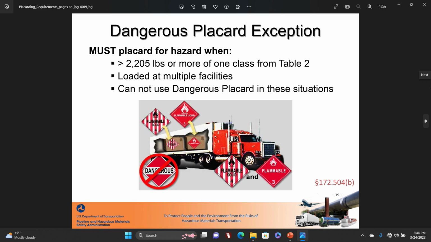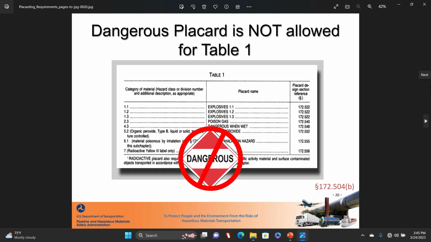You must placard if it's over 2,205 pounds or more from Table 2. You must placard if it's loaded at multiple different facilities, and you cannot use the dangerous placard in these situations. You cannot use the dangerous placard for any Table 1 items. They must be placarded on their own. The most common Table 1s that I see on the road is the 4.3 dangerous when wet and the 6.1 inhalation hazard. We also see explosives a lot, but it depends on who your carrier is. Some carriers aren't allowed to haul explosives.